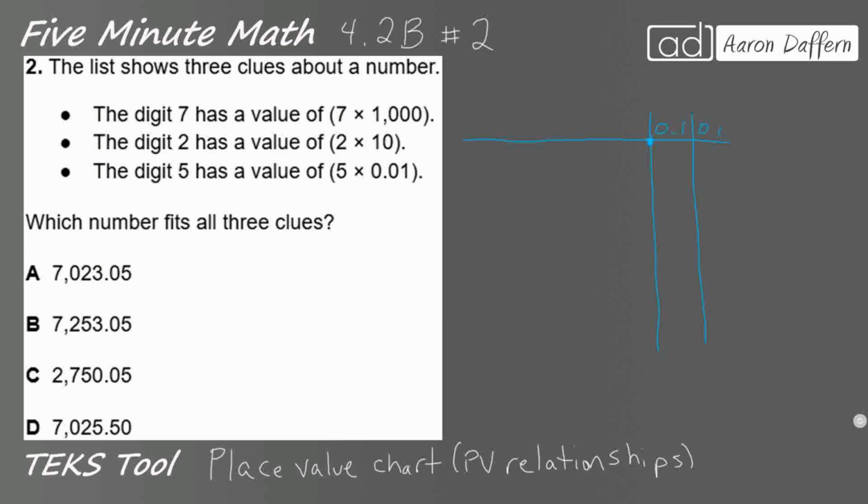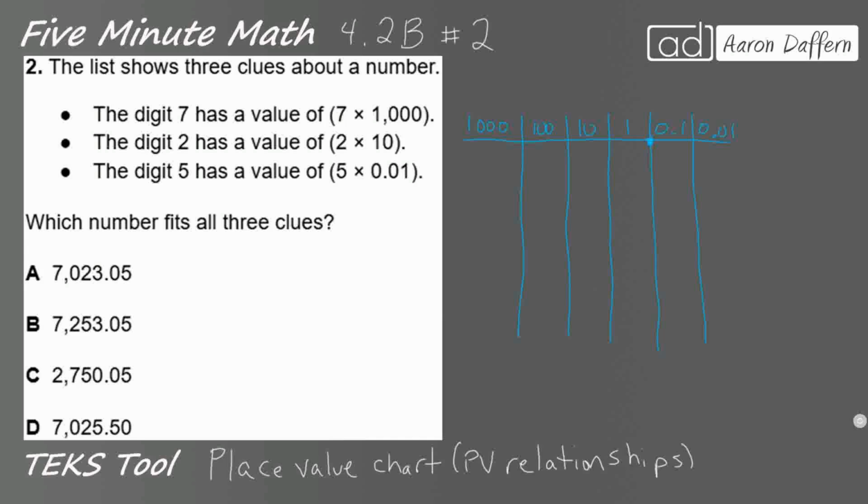Tenths, hundredths, and then we've got ones, we've got tens, we've got hundreds, and then thousands. Now, before I start looking at the actual answer choices, let's build what we can with the clues, because that's going to tell us what we have to look for in our answer choices.